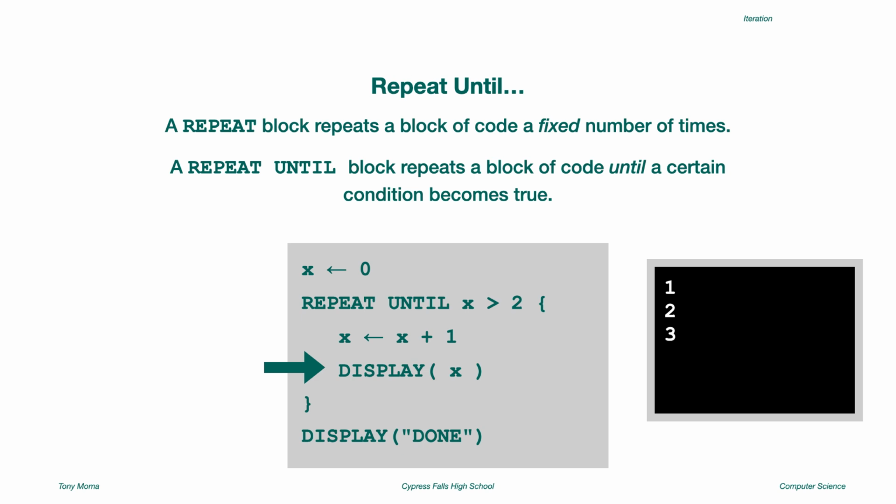Now that we've executed every statement in the repeat block, we go back to the top and reevaluate the condition. X is equal to 3, 3 is greater than 2, so now the condition is true. Thus we're finished. We can move on to the next statement, which is display done. Done gets displayed to the screen.